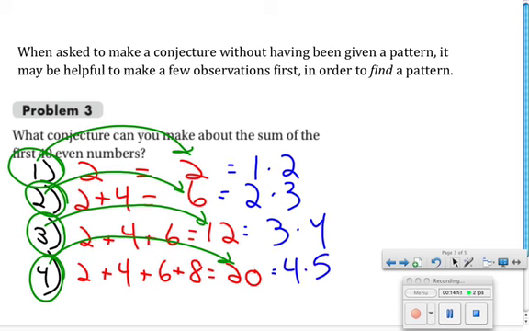And now, say that again? No. Good question, though. Do I have to do that all the way to 40? No. But here's my question. What am I going to do to 40 to figure out the sum? 40 times who? 39. No, not 39. 41. 40 times 41. Good job. And you get what, 1640?